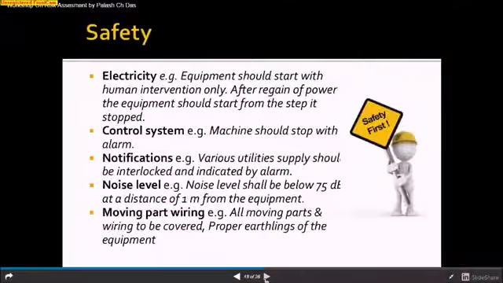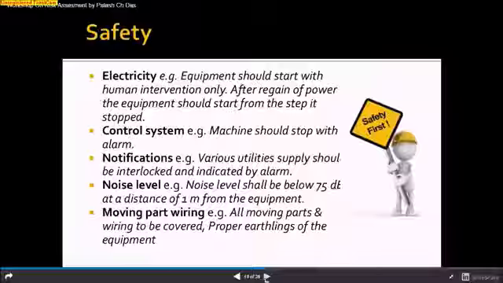Equipment should start with human intervention only. After regaining power, the equipment should start from the step where it stopped. As you know, it is process safety, and it is personal safety also, for those who are working on the floor. Control system: machines should stop with an alarm, so people can identify, yes, it has stopped. Notification: various utility supplies should be interlocked and indicated with an alarm.